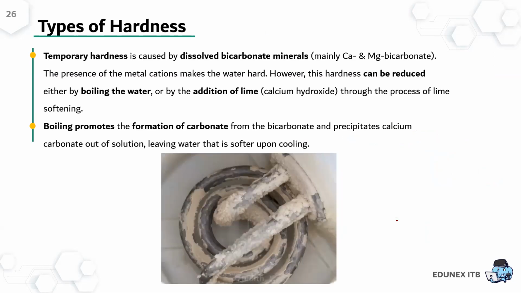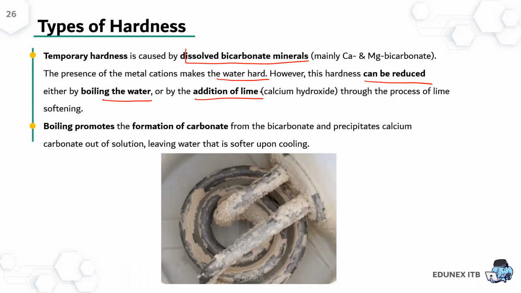The types of hardness are classified into two: temporary hardness and permanent hardness. I think Pak Wawan has also explained this. Temporary hardness is caused by dissolved bicarbonate minerals like calcium and magnesium bicarbonate, and the presence of metal cations makes the water hard. However, this hardness can be reduced either by boiling the water or by adding lime. The lime here is calcium hydroxide, Ca(OH)2, through the process of lime softening. So if temporary hardness occurs, we can just boil the water or add lime, calcium hydroxide.